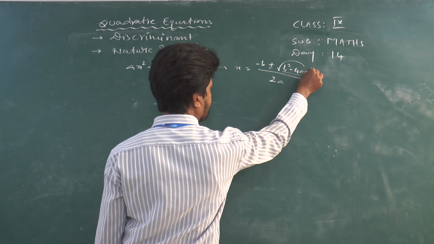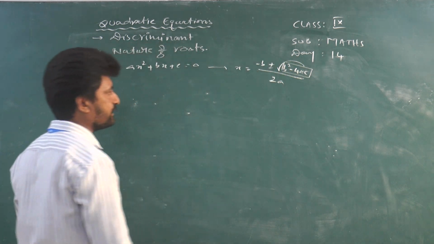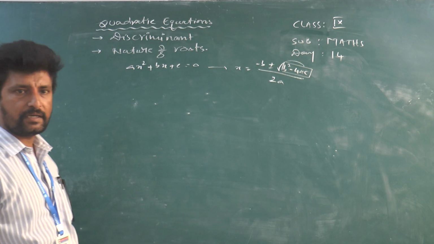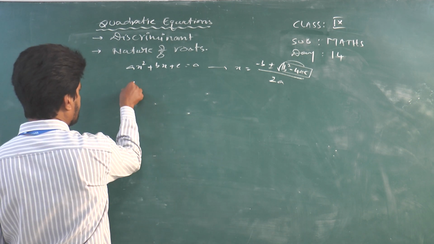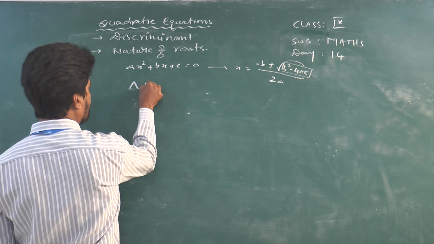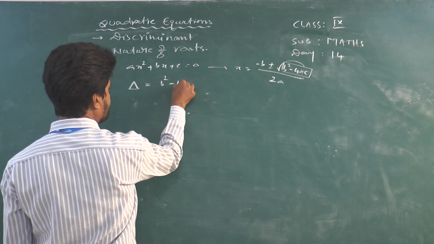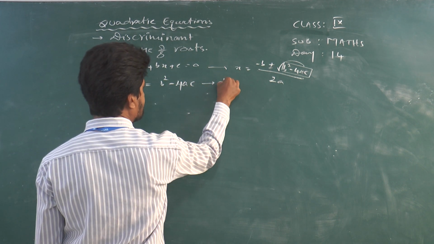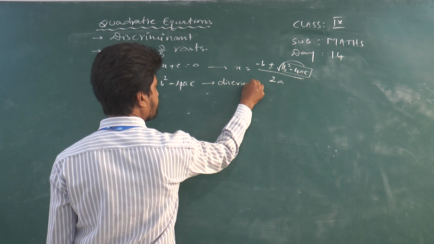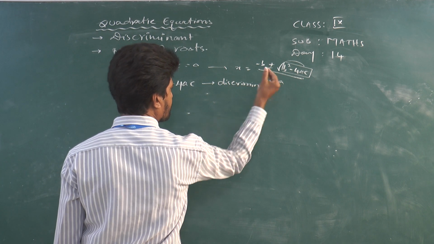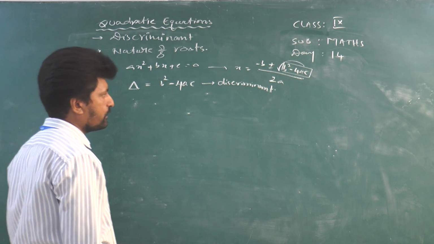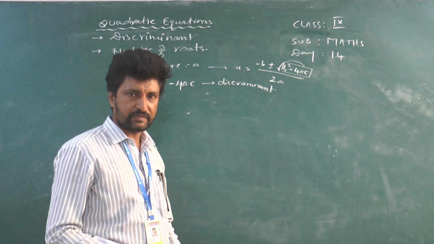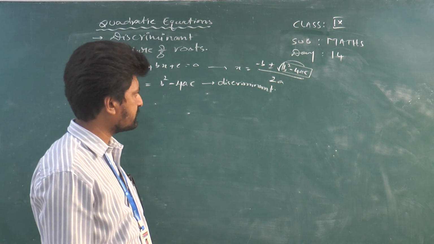And under the square root, what is that quantity? b square minus 4ac. That is called the discriminant of the quadratic equation, and that is usually denoted by delta or D. b square minus 4ac is called the discriminant. By using that discriminant, we can decide what type the roots are. That means the nature of the roots we can discuss.